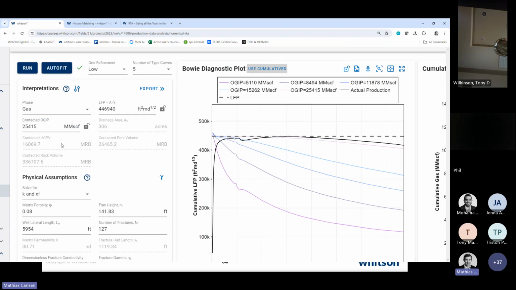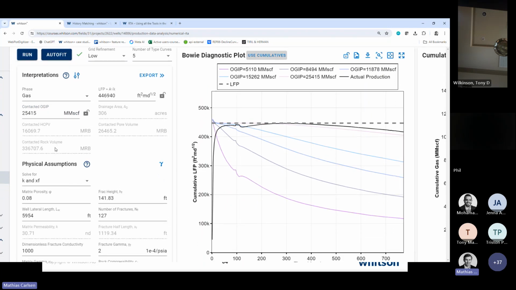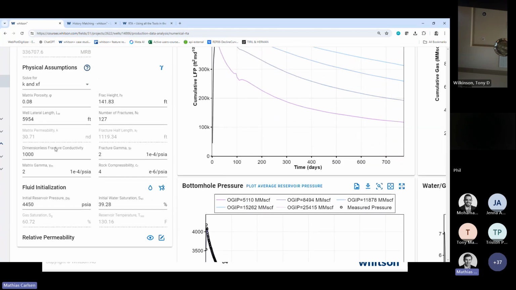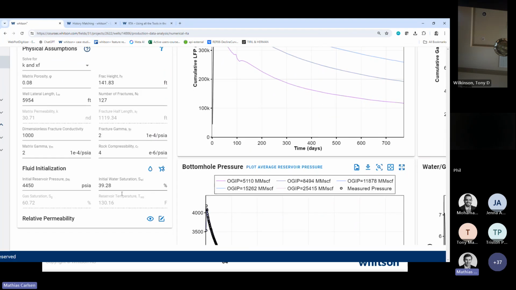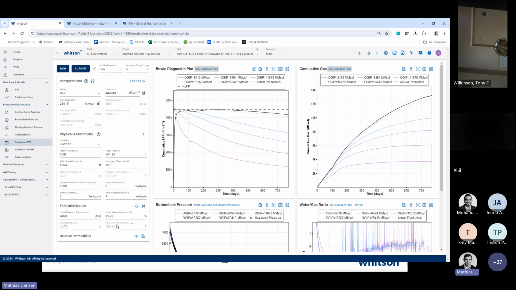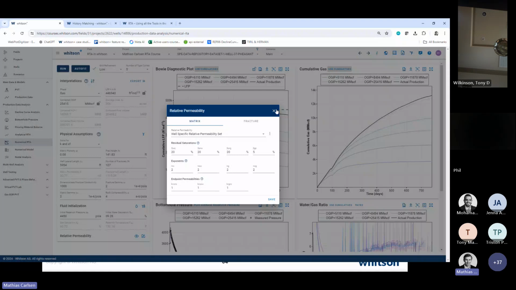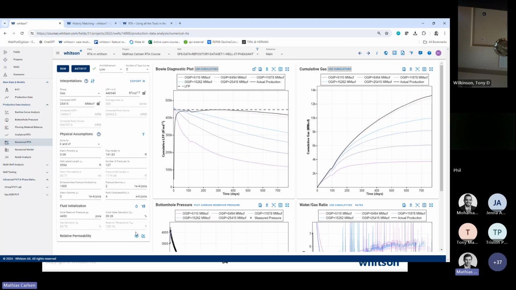Other than that, we get the contacted pore volume. We can do exactly the same thing that we did in classical RTA, where we resolve K and XF. And these are just the fluid inputs. At the bottom here, we also see that we have relative permeabilities as an input. So here we're rigorously accounting for rel perms, PVT, all the phases. There are 2 phases in this case, but we're going to change these relative permeabilities for the other wells.